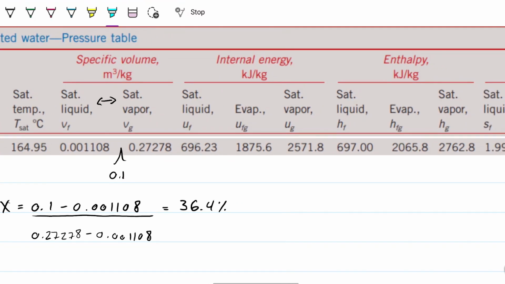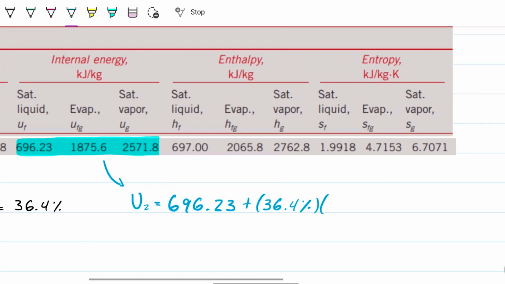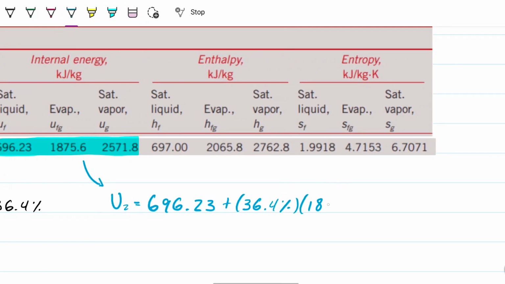If I want to know the internal energy, all I need to do is relate these three values here. I can do that quickly. The internal energy 2 will be 696.23 plus 36.4% times the difference, which is 1875.6. So therefore, internal energy 2 is about 1379 kilojoules per kilogram.